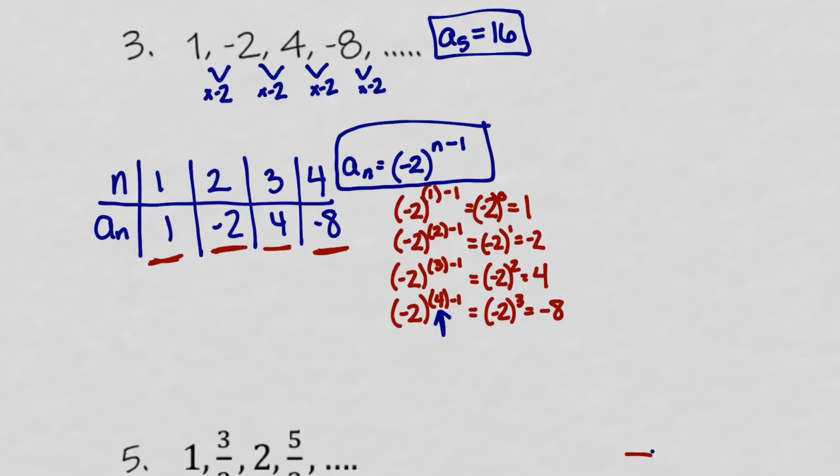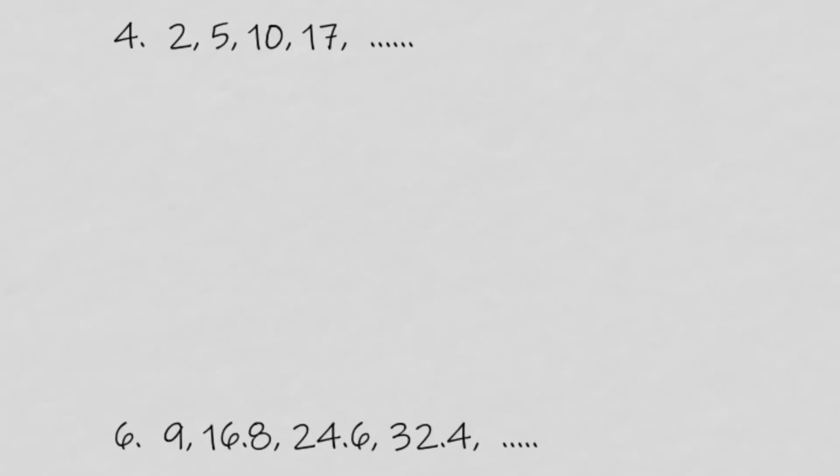All right, so let's move on to number 4. My terms are 2, 5, 10, 17. Okay, we need to look at this. Doesn't look like I'm multiplying by anything, but let's try adding again. That's always the easiest one to check first. Okay, so I'm adding 3. I'm adding 5. I'm adding 7.